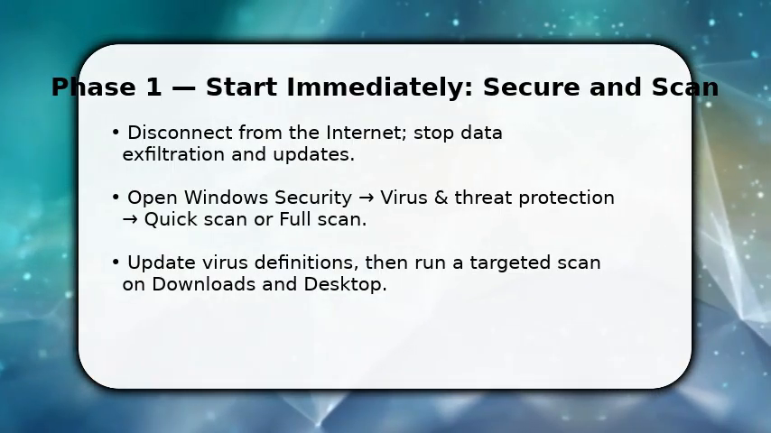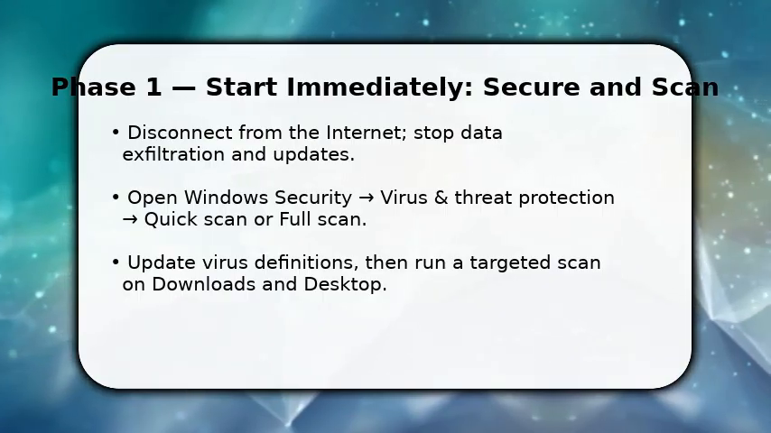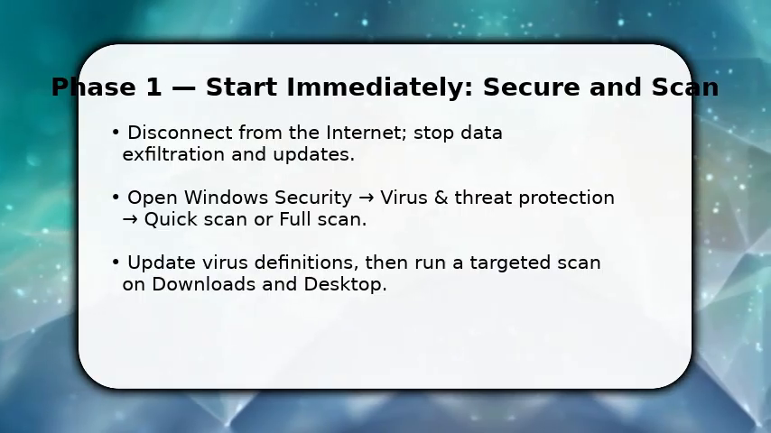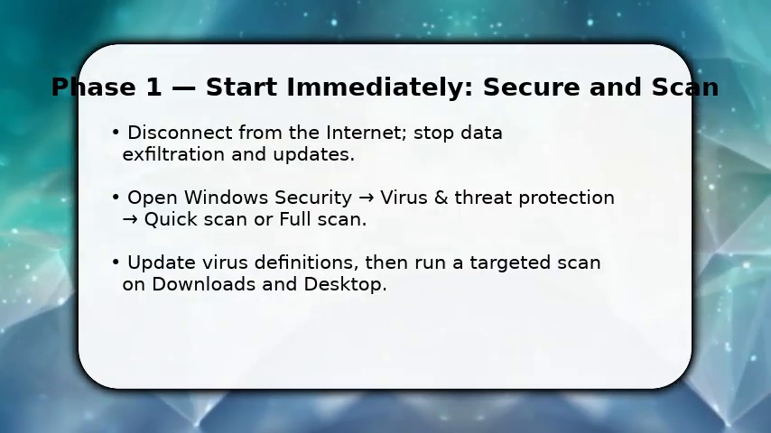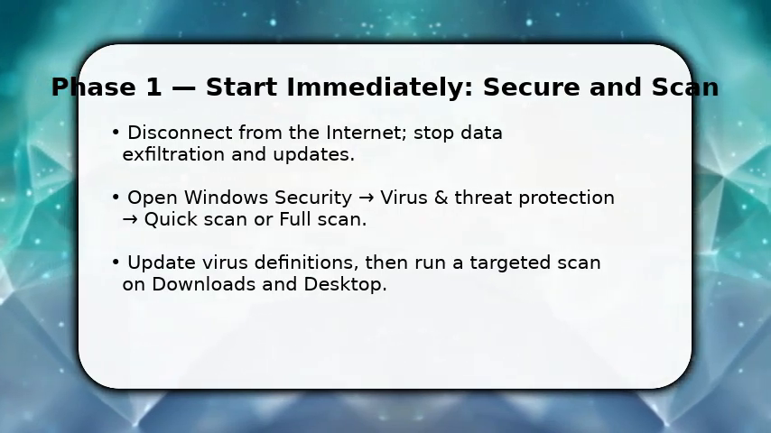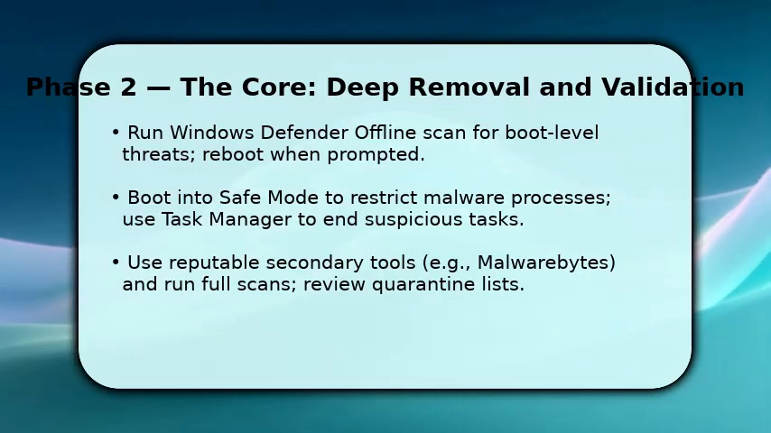If the scanner flags unknown files, note their paths. Make sure to export or copy file locations for follow-up because you will need them in the next phase. Once preliminary scans complete, run Windows Defender offline for boot-level threats. This reboots the machine and scans before Windows loads.